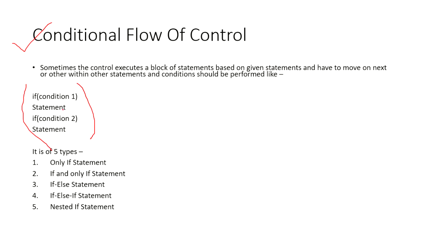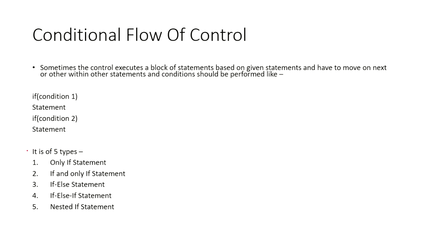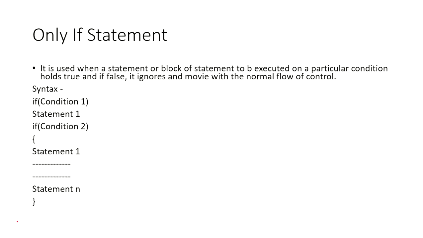If condition 1, statement: that is, you give a set of conditions, then you give a statement, and if another set of conditions, another set of statements. It's just a simple syntax. Conditional flow is of five types. That is only if, if else, if else if, and else if. Let us look at each and every one in detail.